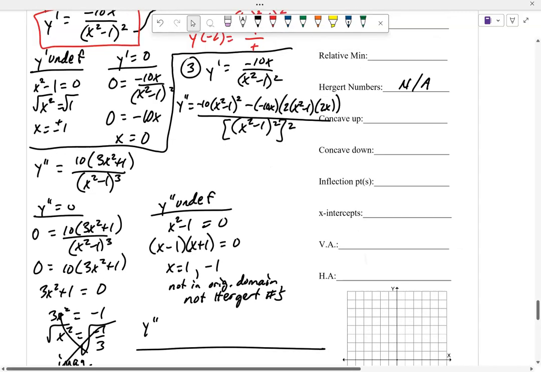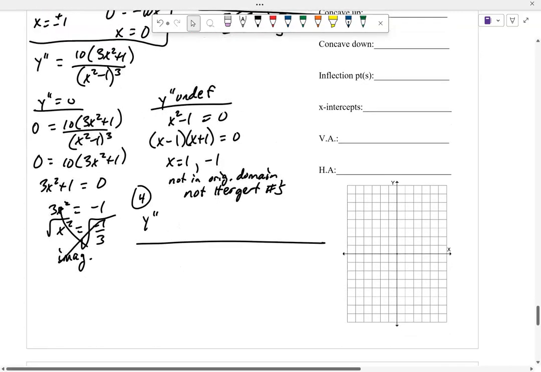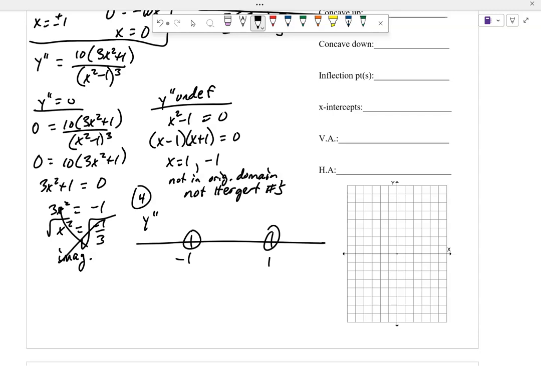So let's run our second derivative test. This is step number 4 here. Second derivative test, negative 1 and 1. But again, just remember the original function is not defined there. There are vertical asymptotes at x equaling 1 and x equaling negative 1. Let's plug in y double prime of negative 2. I throw that into my second derivative here, and it'll end up being positive, so we're concave up.